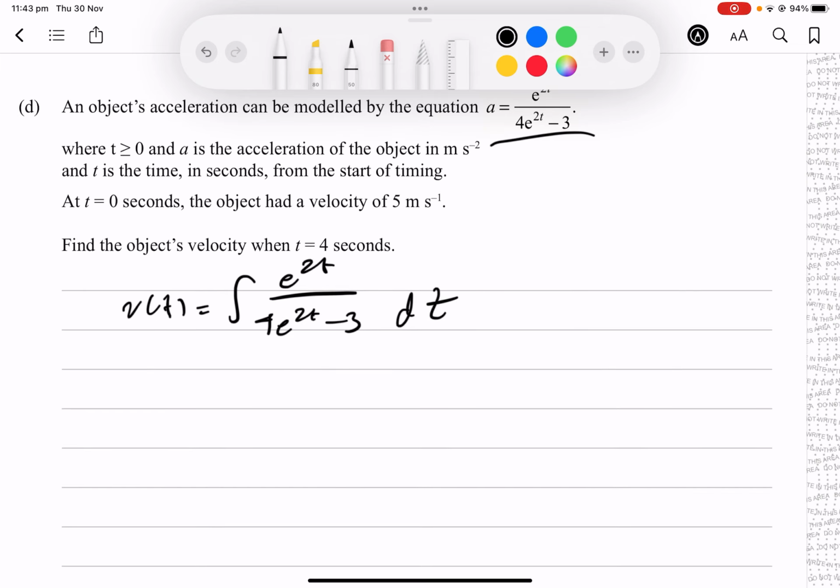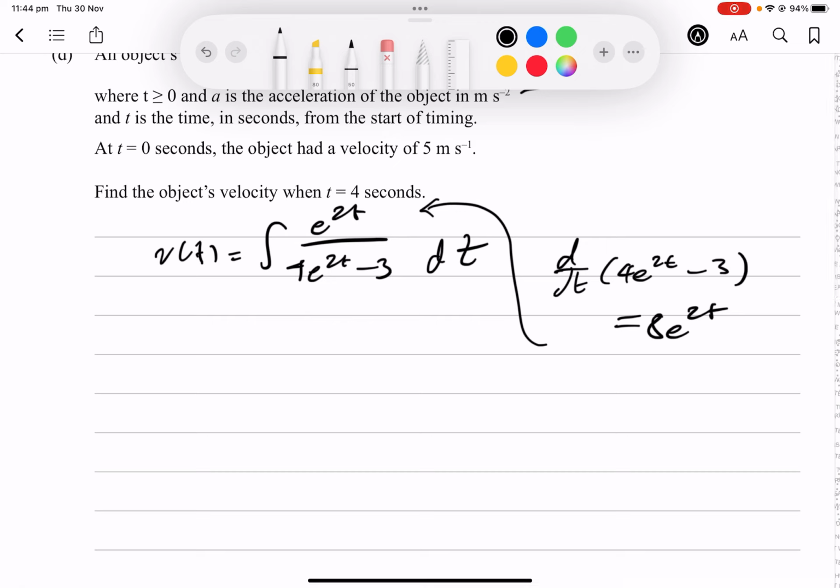Okay, so for this question, again, we can look at the derivative of the denominator here. So d on dt of 4e to the power of 2t minus 3 is equal to 8e to the power of 2t. So in order to get from 8e to the power of 2t to e to the power of 2t, we just need to divide by 8. So realistically, all we have here is 1 on 8 ln of 4e to the power of 2t minus 3.